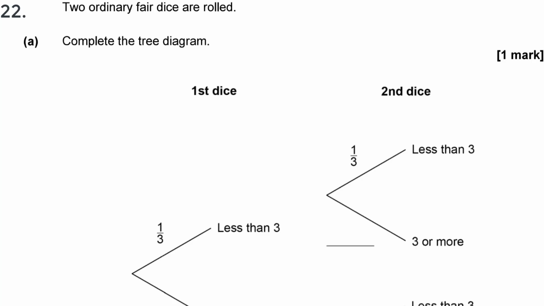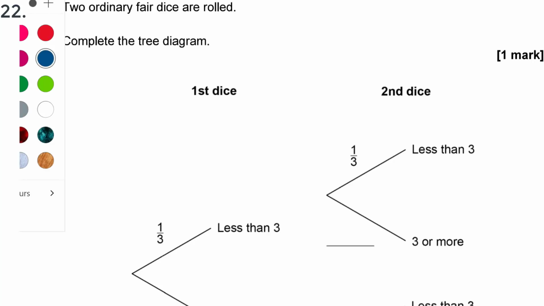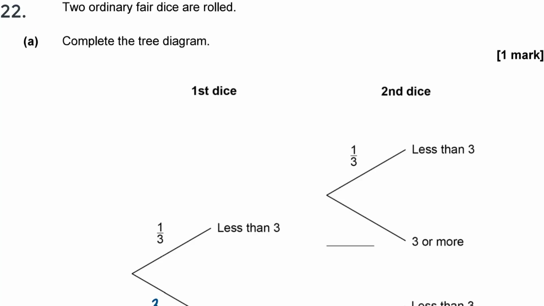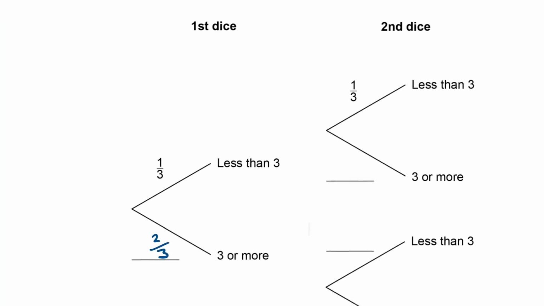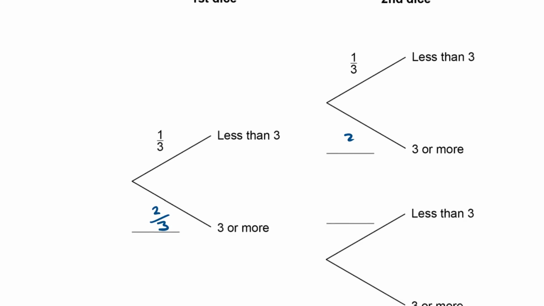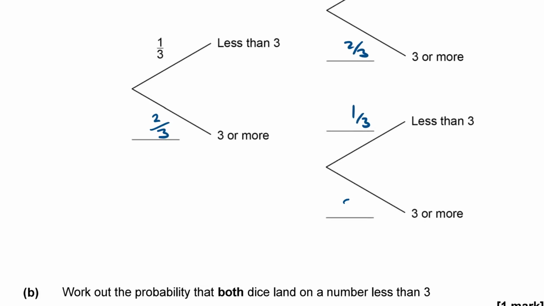Two ordinary fair dice are rolled. Fair means they're going to have their theoretical probability values. Complete the tree diagram. First dice, second dice, 1/3 less than 3, and what is more then? So 1/3 and 2/3 then, isn't it? Each branch of your probability tree should add up to 1. So I've got 1/3 in one direction, I must have 2/3 in the other. And again over here 1/3 and 2/3, 1/3 and 2/3.